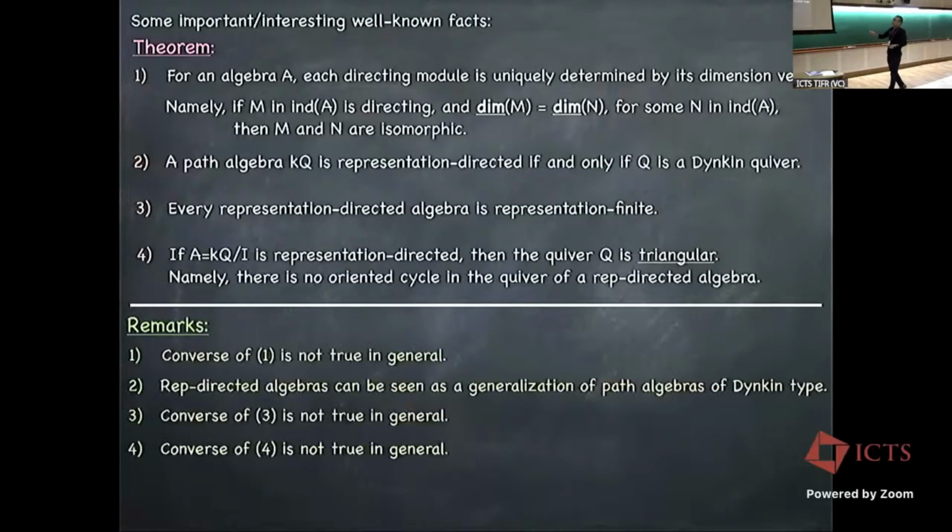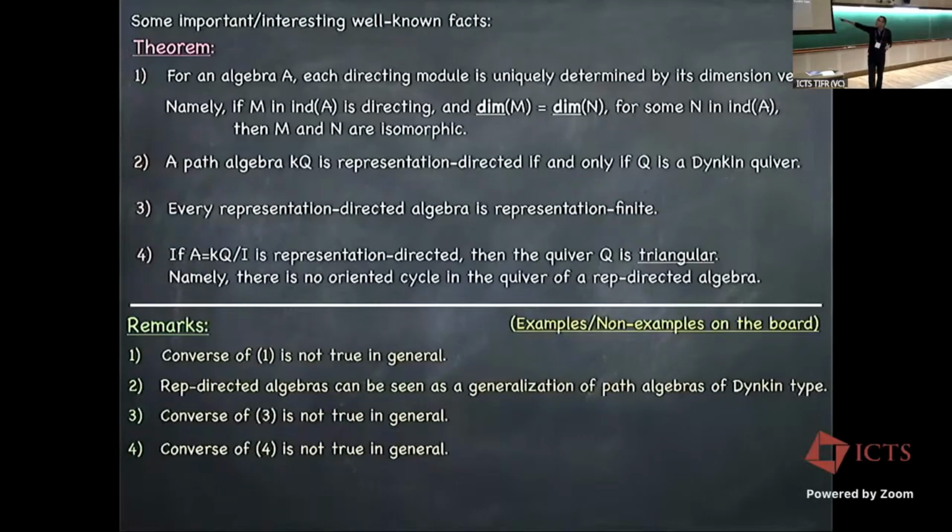Some remarks. The converse of one is not true in general. If you can uniquely determine your indecomposable by the dimension vector, it doesn't mean that it's directing. I don't have enough time to present concrete examples, but I have concrete examples in my notes if you're interested.